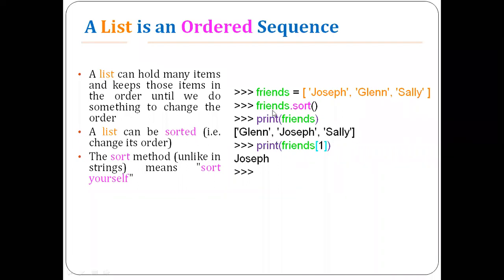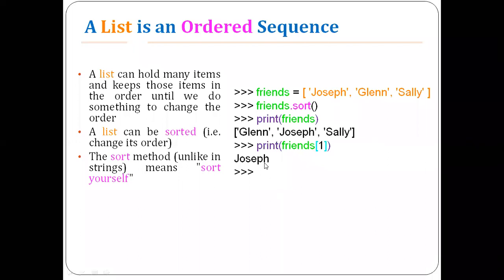Okay, the sort function actually changes the contents of the list as well, right? That's why it appears as Glenn, Joseph, and Sally. Once you do that, if you want to print any element at a given index, just use the index number, that is friends of 1. It will print the value as Joseph, right? Because after sorting, you have Glenn, Joseph at index number 1, and Sally at index number 2. So I'm printing the value at index number 1, it should print Joseph.